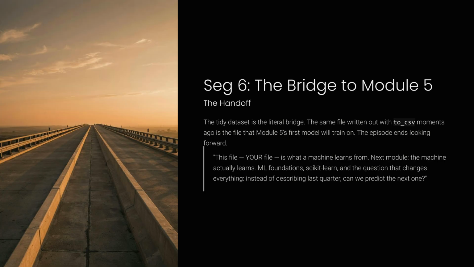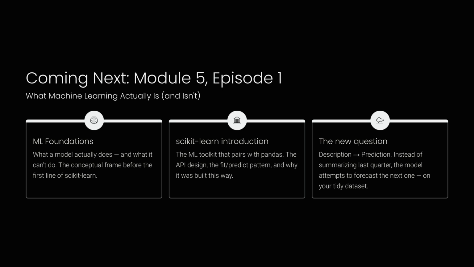Finally, we look toward Module 5. The tidy dataset you've created today is the bridge to our next phase, where we shift from describing the past to predicting the future using machine learning. In our next module, we will demystify machine learning. We will cover the core concepts behind models, introduce the scikit-learn toolkit, and begin our journey into predictive forecasting.